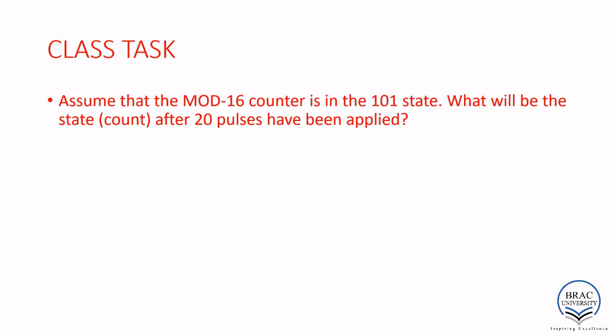First of all, I'm giving you some hints. You have a mod 16 counter, which means you will have 16 states, right? If you start from 101, you will return to 101 after how many states? That's the first thing you need to determine. And from there you need to move to 20 pulses. It's pretty simple, I think. I suggest you try to draw the signal flow graph for the mod 16 counter, then it will be pretty easy to find the state after 20 pulses.